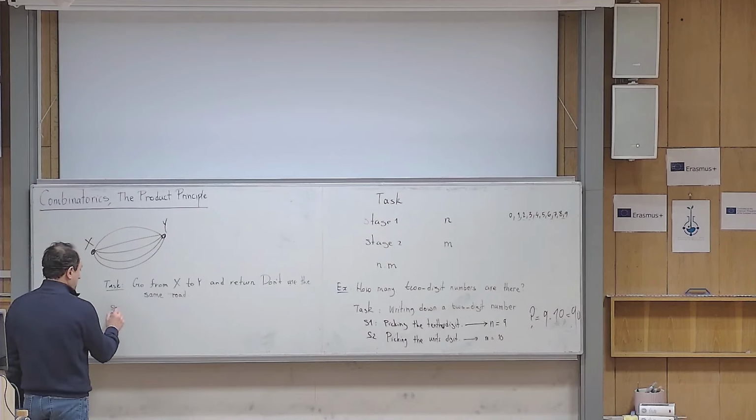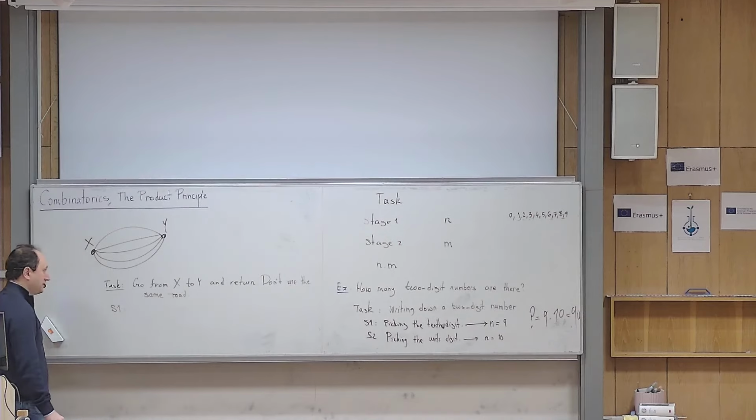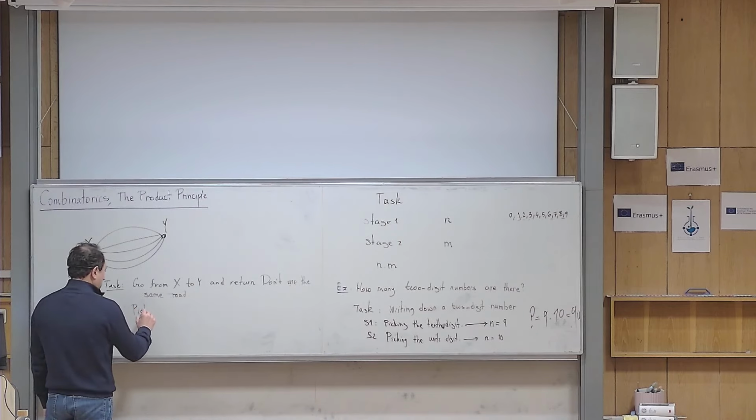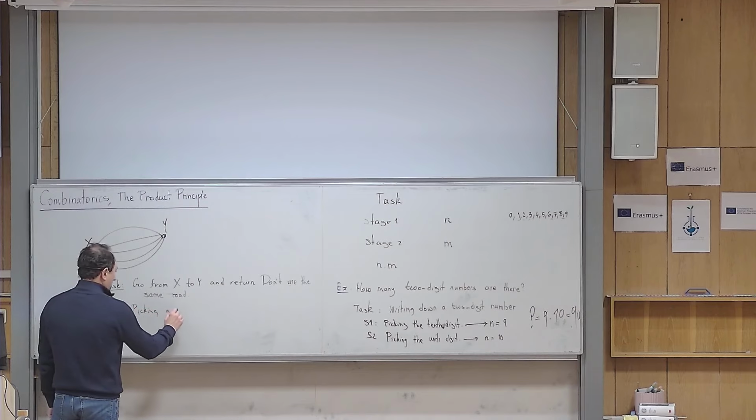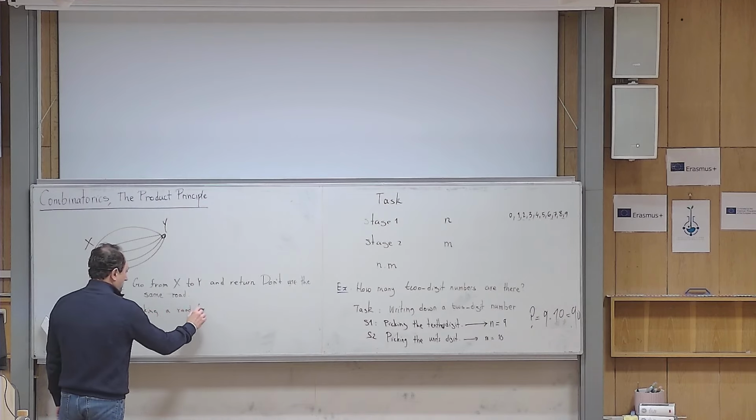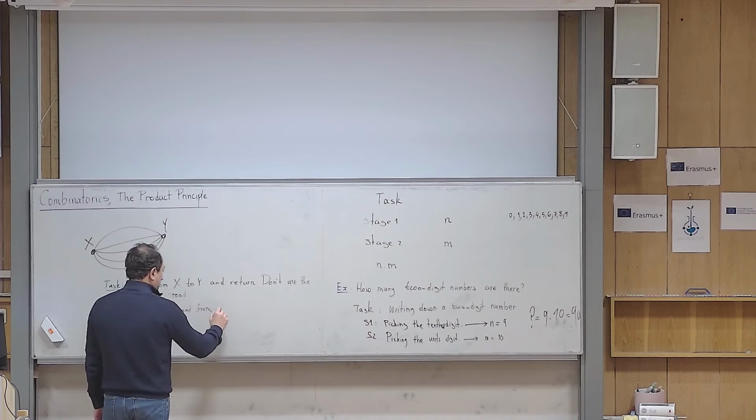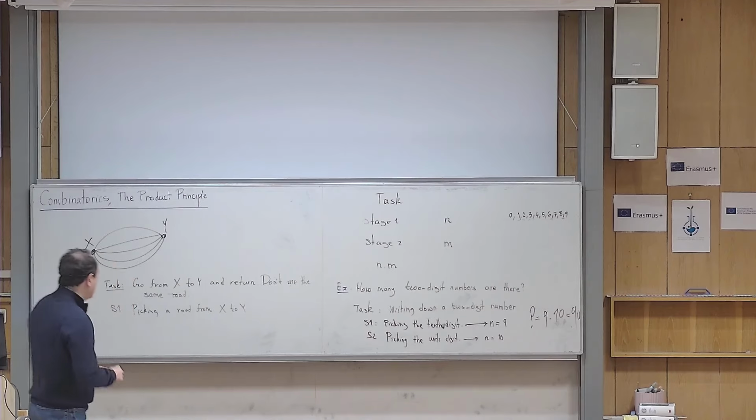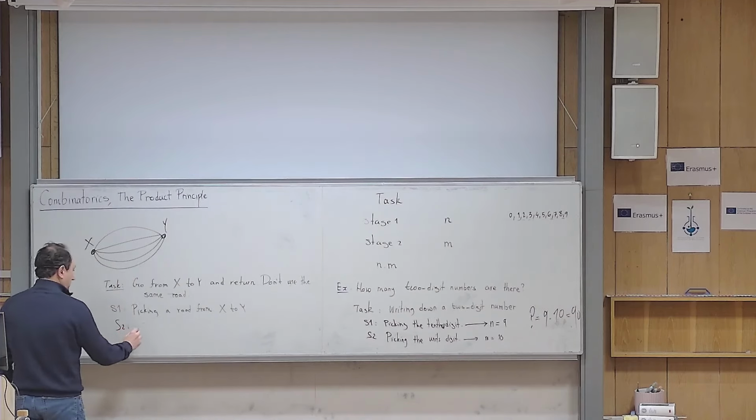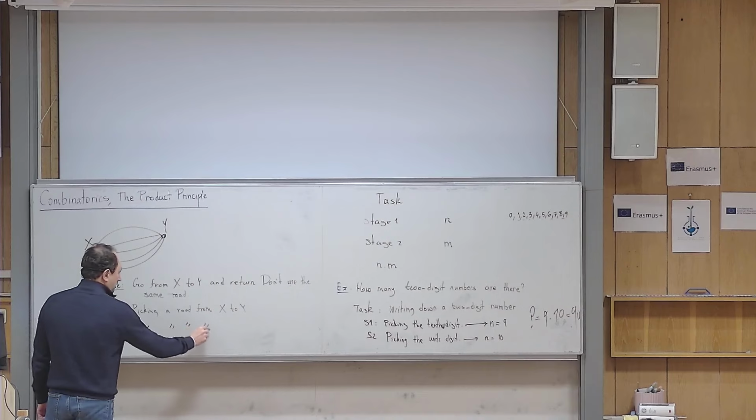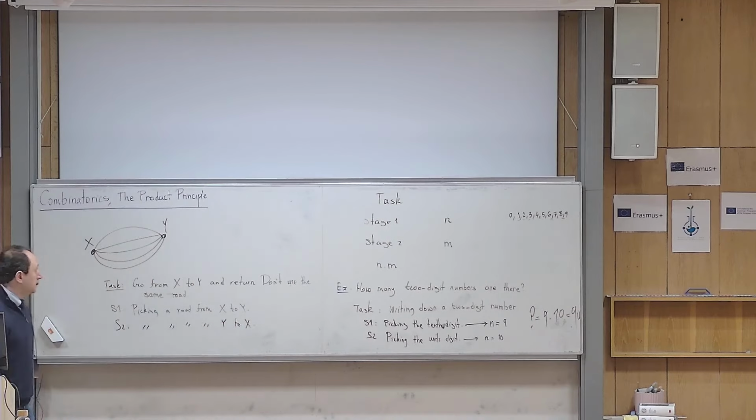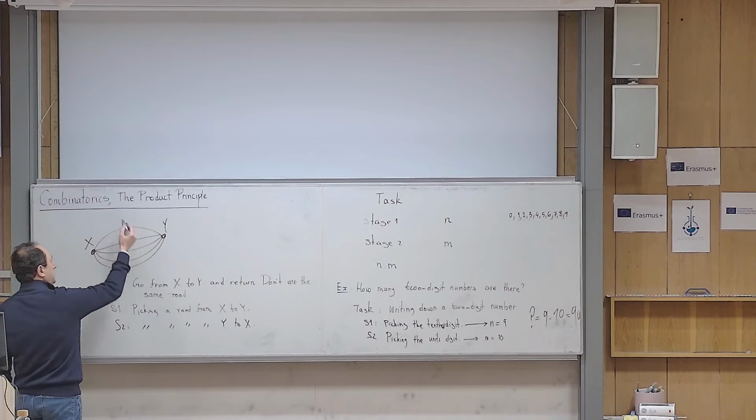Yes. So stage number 1, what can I tell to myself? Choose a road. Yeah, picking a road from what? X to Y. And then S2, picking a road from Y to X. Yes, is that right? Okay, and if you don't mind, let me give them names. Road A, B, C, D, E.